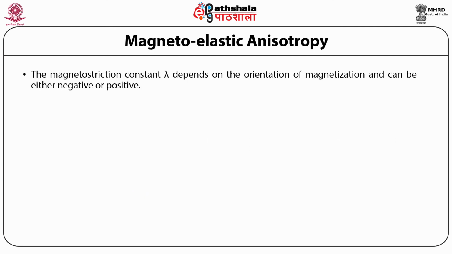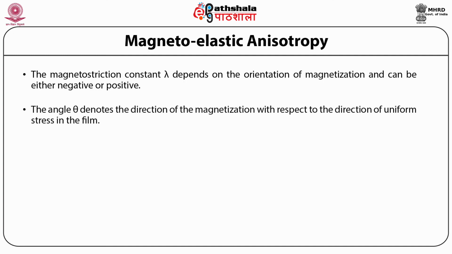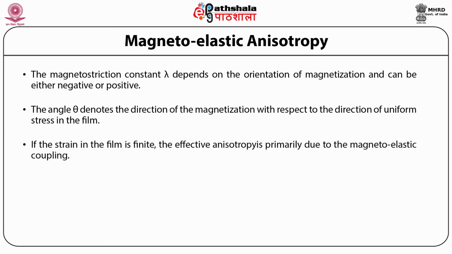The magnetostriction constant lambda depends on the orientation of magnetization and can be either negative or positive. The angle theta denotes the direction of the magnetization with respect to the direction of uniform stress in the film. If the strain in the film is finite, the effective anisotropy is primarily due to magnetoelastic coupling.